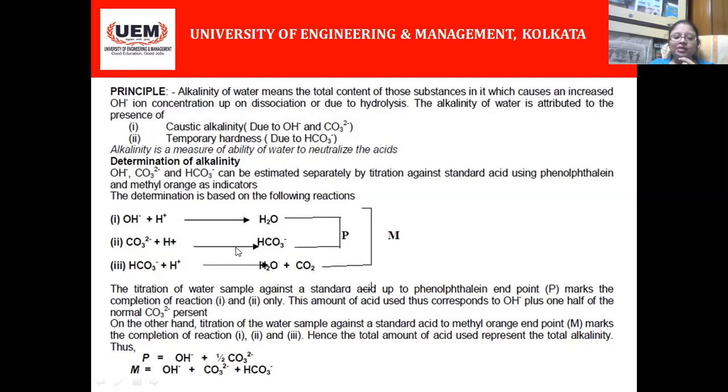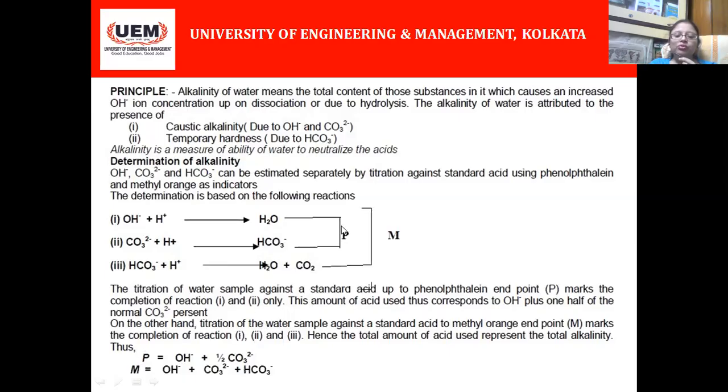But the other half that is converted to bicarbonate, and bicarbonate is neutralizing the acid to form water and carbon dioxide. The pH range of this is around pH 4.4. So for this you need methyl orange indicator.